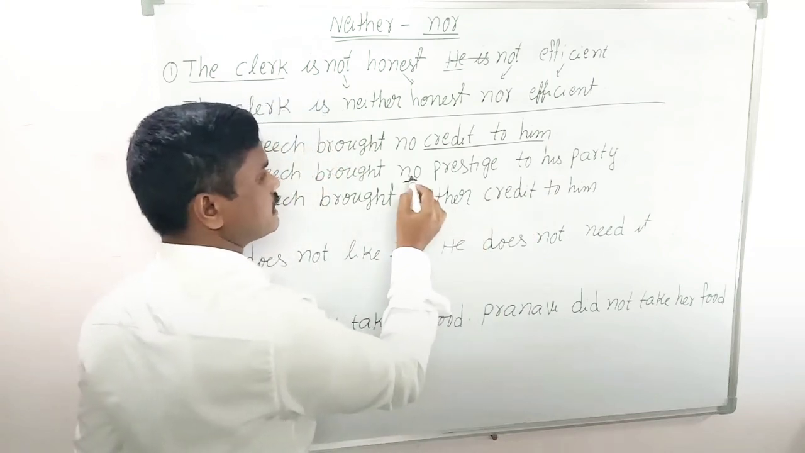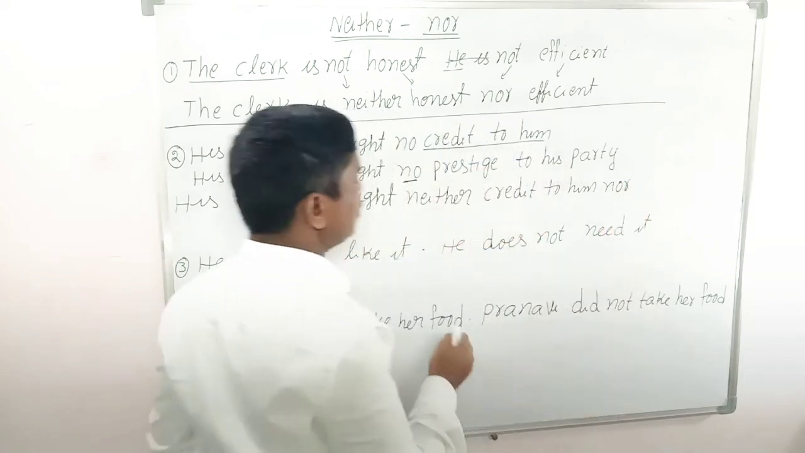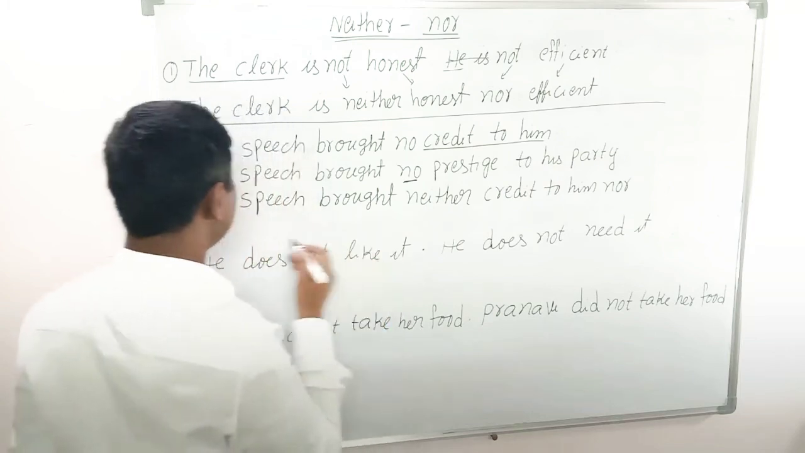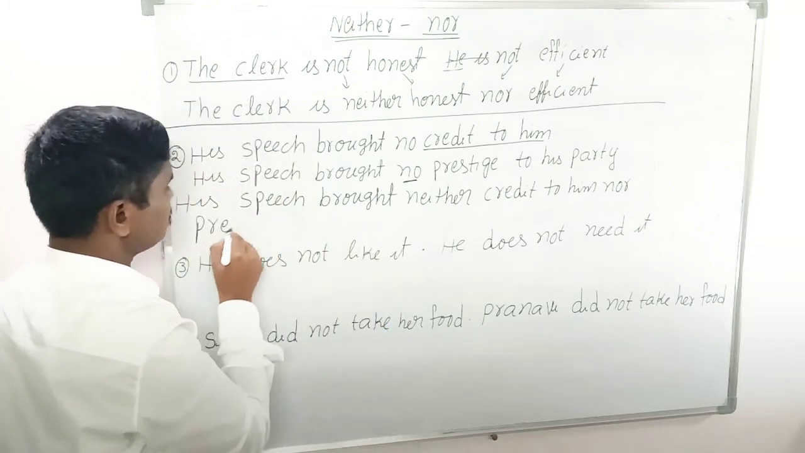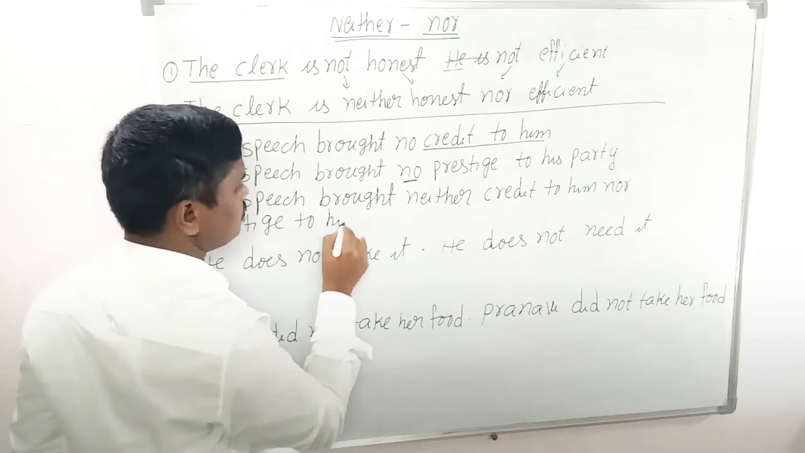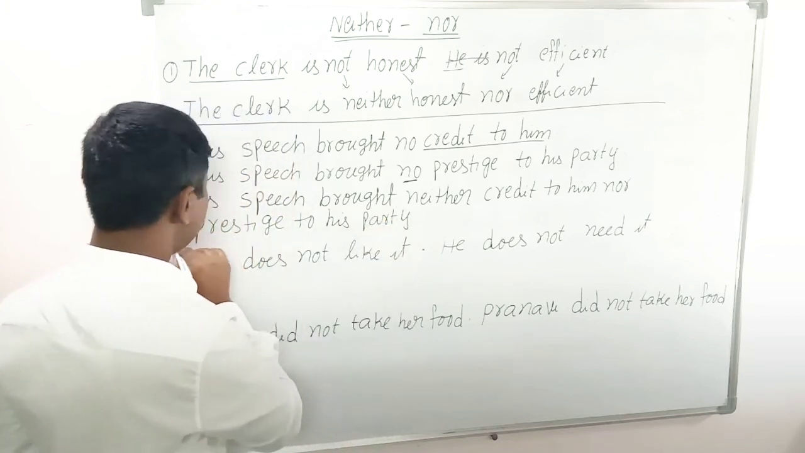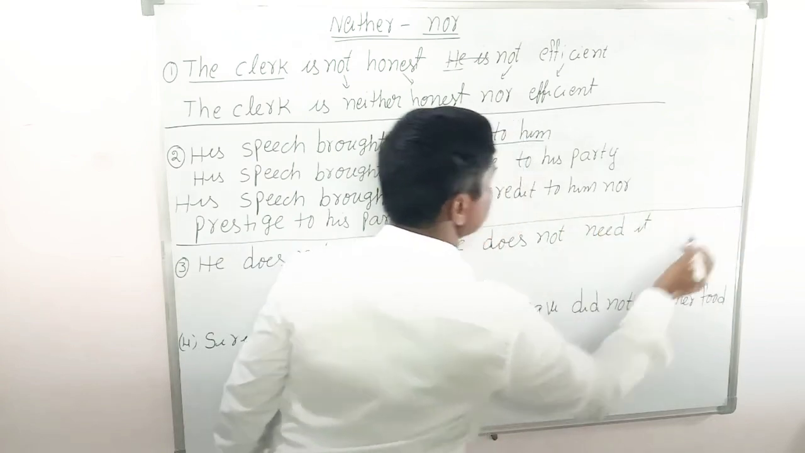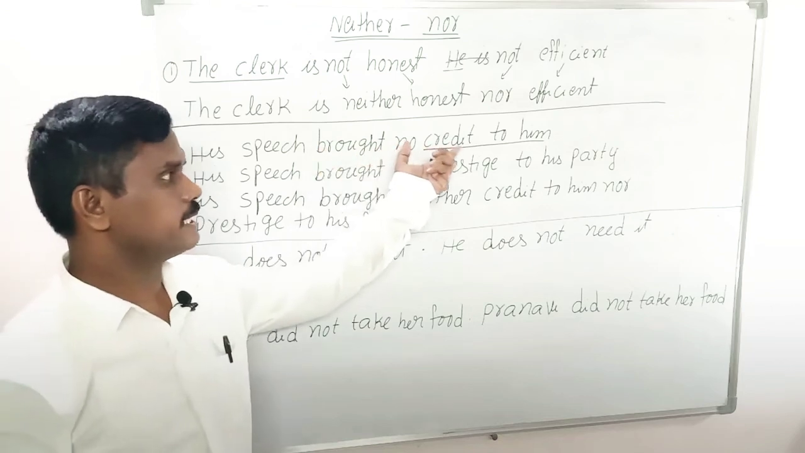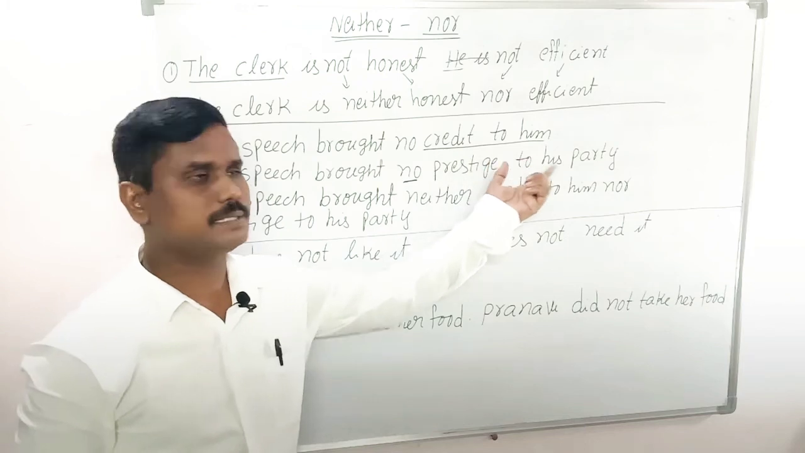Then the negative in the second one, that is no, changes to nor. After the negative word, whatever the words we find, you write here, that is prestige to his party. In this way, we have to change the given sentence using neither nor. Once again, see: his speech brought no credit to him. His speech also brought no prestige to his party.